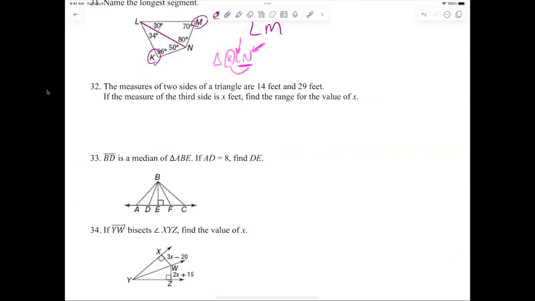Give me the range here. 15. No, that's not how you say it. X is 15. There we go. All right, I'm happy with that.